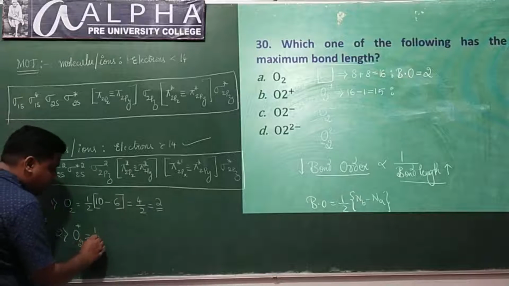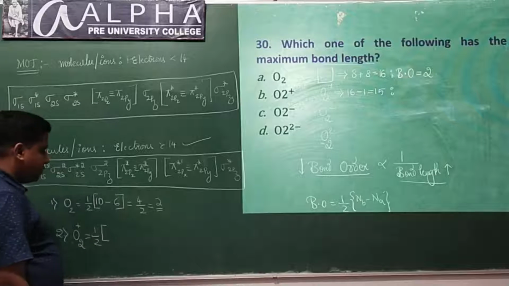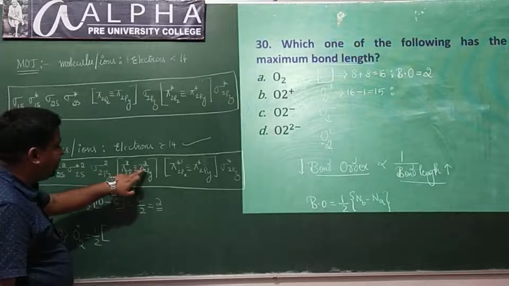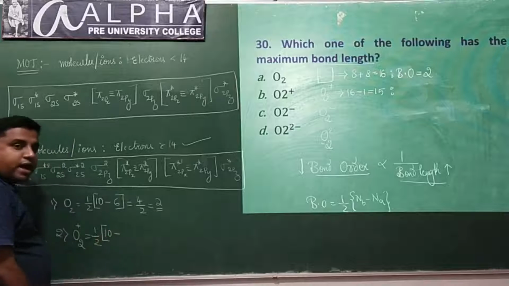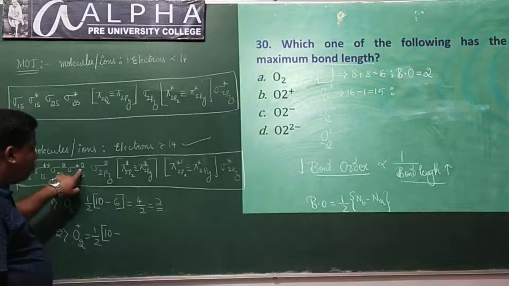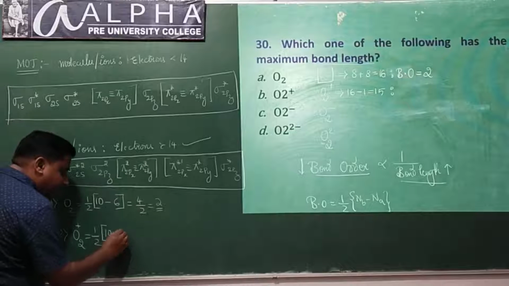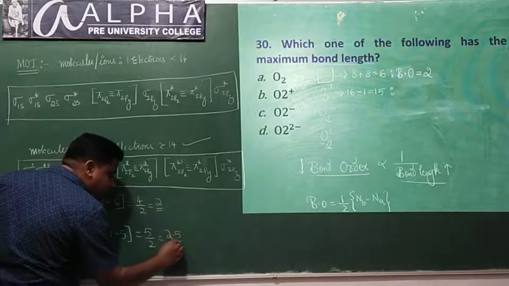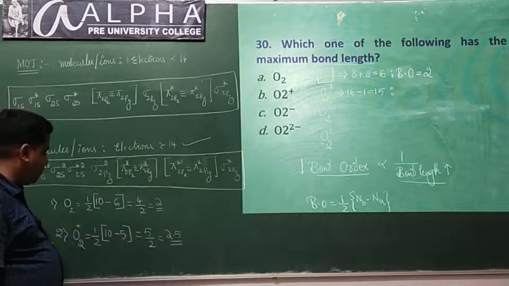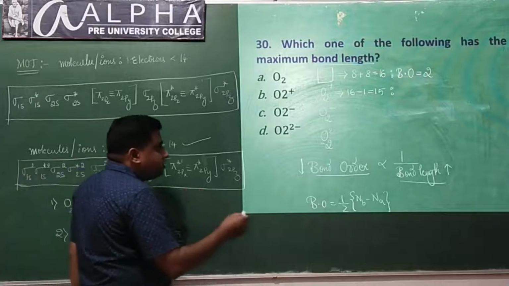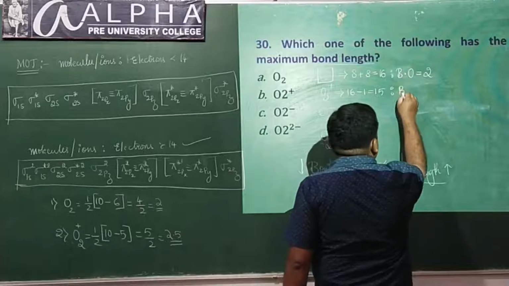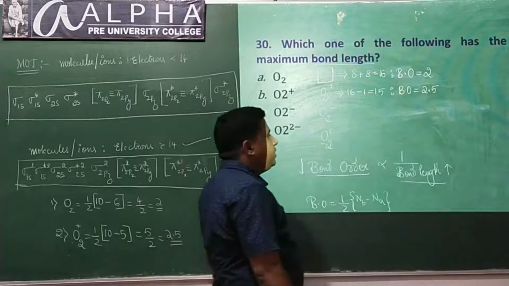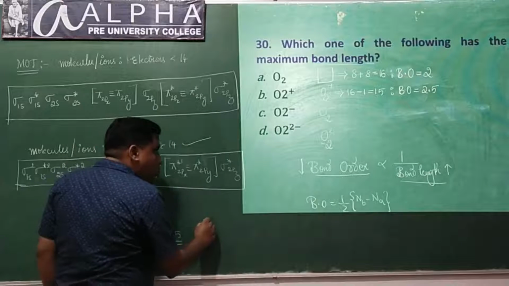What is the bond order? Calculate the number of bonding electrons: 2, 4, 6, 8, 10. Number of anti-bonding electrons: 2, 4, 5. So 10 minus 5 is 5, and 5 by 2 is 2.5. The bond order of O2 plus is 2.5. That's exactly correct.